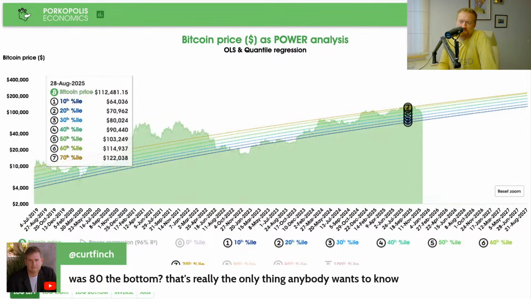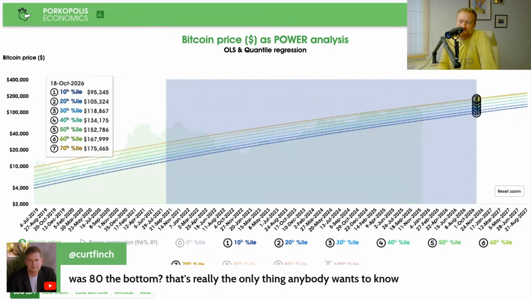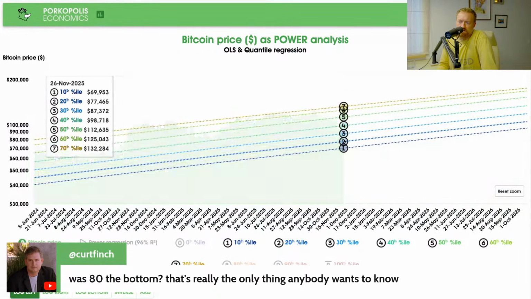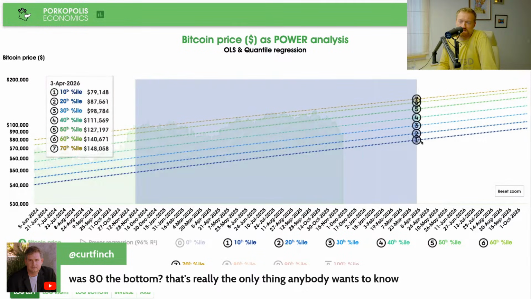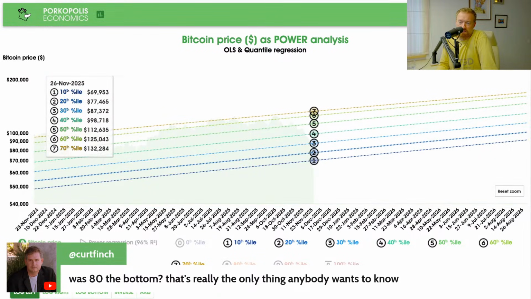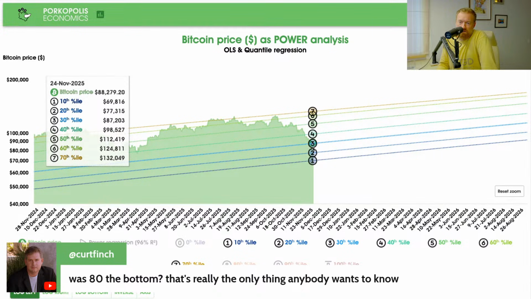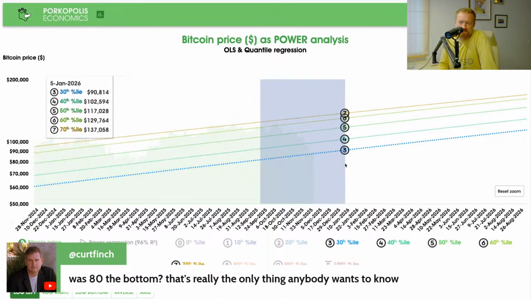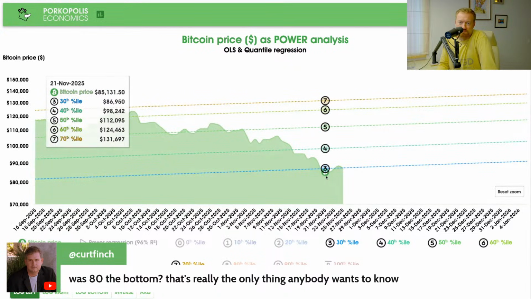We can say with 70% certainty, according to the Quantile method, that 80K is the bottom. That's the inverse of what you see, right? So the 30 percentile, we pierced it. So we can say statistically with 70% certainty, that's the bottom. 70% is not 100%.